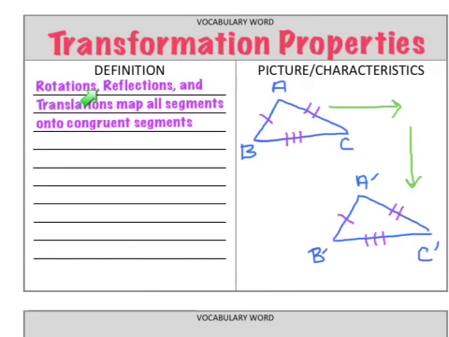If we would have rotated this triangle and got this triangle, then all the sides would have been congruent to the original pre-image. Same with reflections. So anytime you do one of these 3 transformations, the triangle that you end up with, or whatever shape really, is the exact same shape as the one you started with, which I'm sure you probably already knew that.